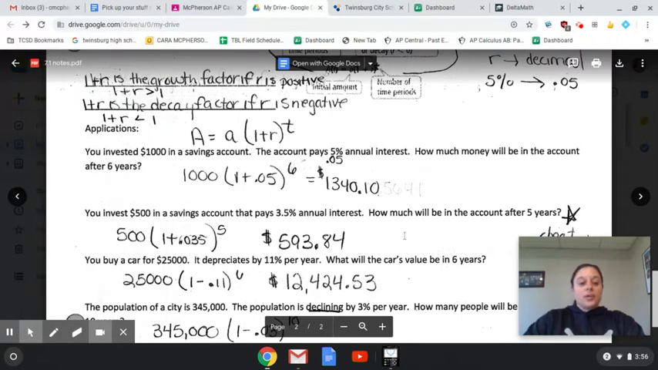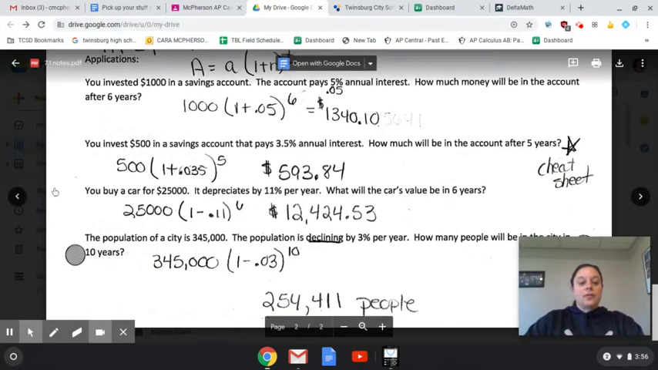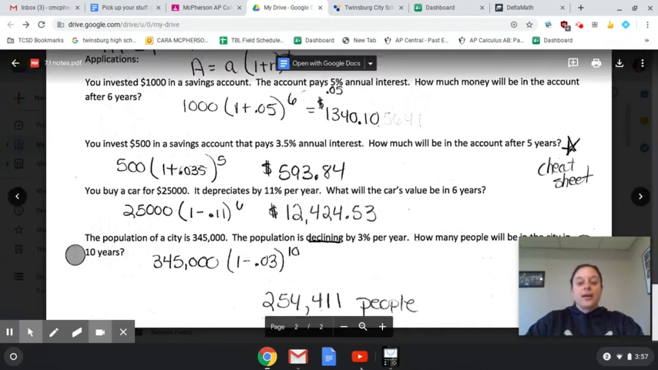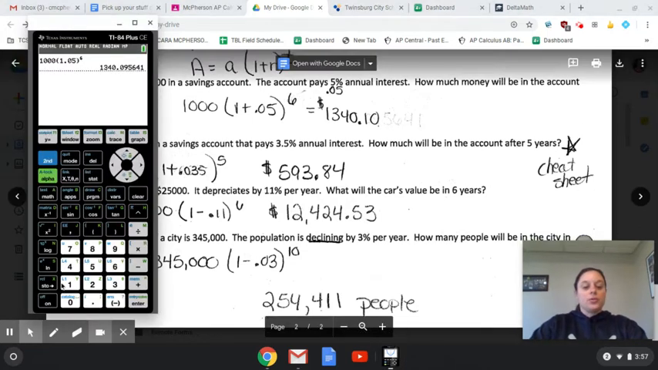For the next one, $500 is your initial amount, so that goes in front of the parentheses. Your interest rate is 3.5%. That is 0.035. And you're trying to figure out how much you'll have after 5 years. Again, your calculator will do all the computation for you. So 500, parentheses, you can type in 1 plus 0.035, or you can just type in 1.035. Close your parentheses, hit your exponent button, and we want to know after 5 years. And it will tell us $593.84.